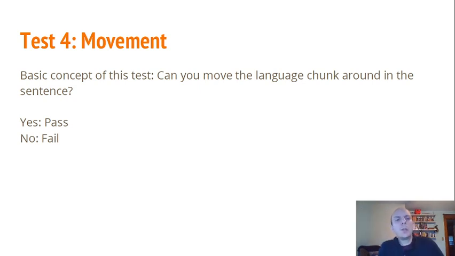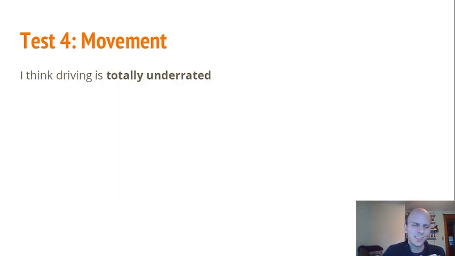Two more to go over. Test number 4 is movement, and the basic concept of this test is, can you move things around? Can you move the chunk that you're questioning around in the sentence? If you can, it's probably a constituent, and if you can't, it's not a constituent. If you can move it together and it stays as a chunk, wherever you put it in the sentence, it's probably a constituent. The ones we're going to test are moving a constituent to the front of the sentence.